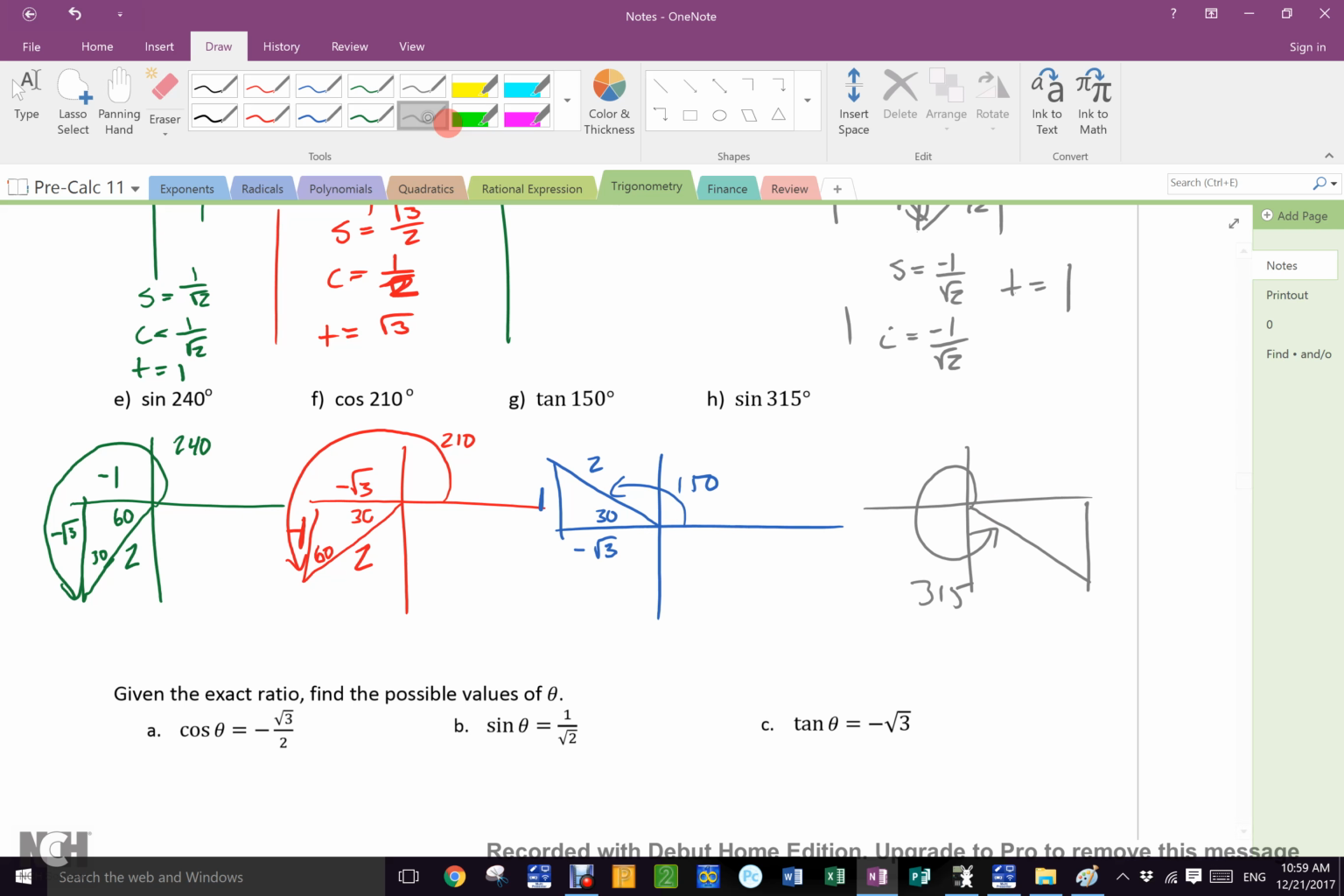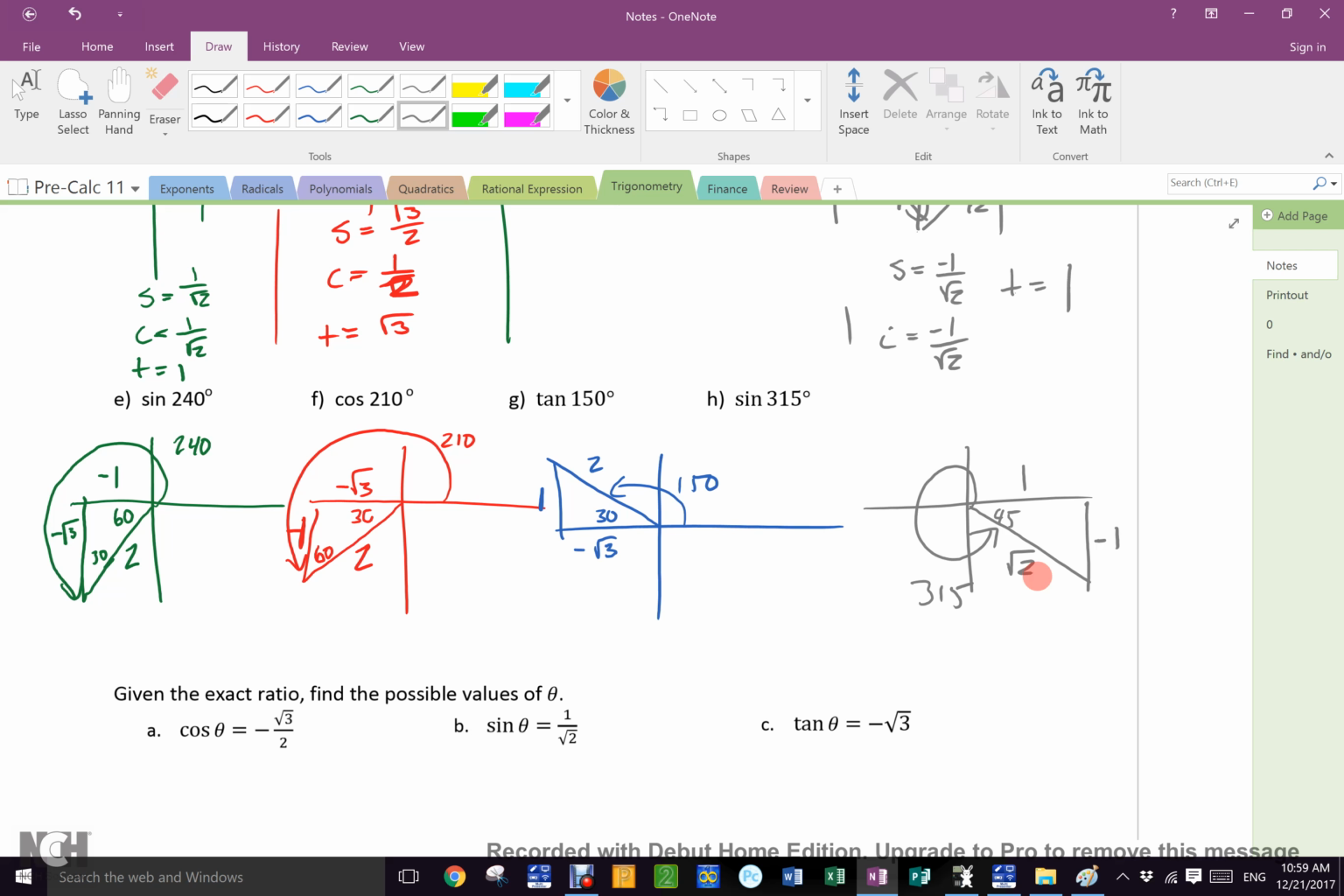If all this is 315, what's this? 45. Across from 45 is 1. Positive or negative 1? Negative, because it went down. Across from 45 is 1. Positive or negative? Positive, because it went right. Hypotenuse? Root 2. Hypotenuse is always what? Positive.